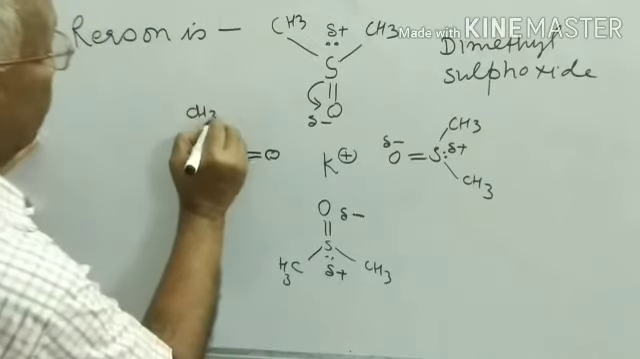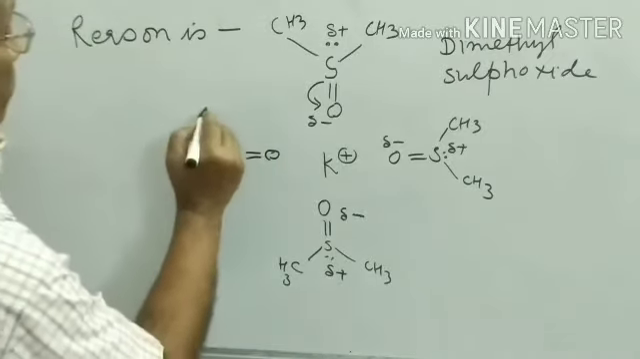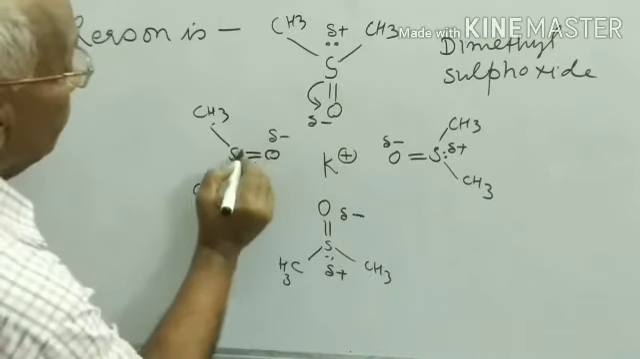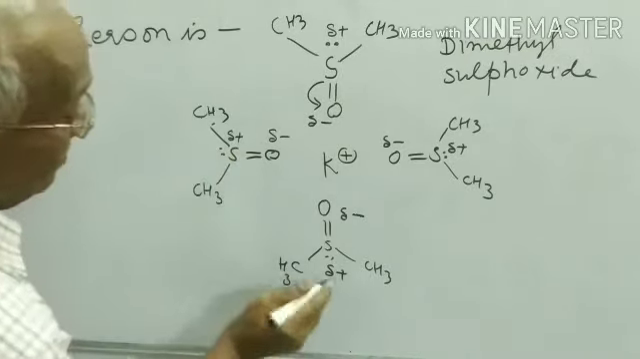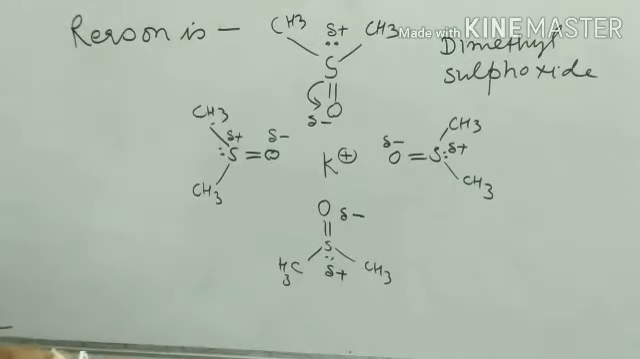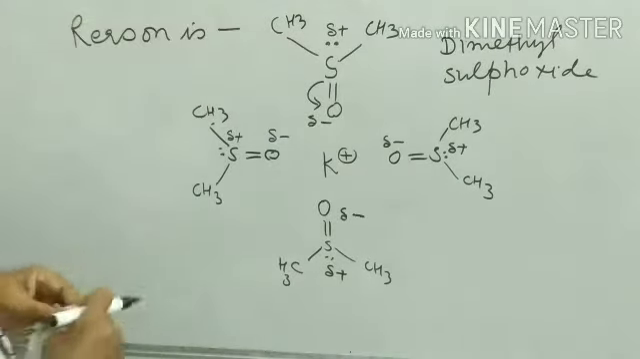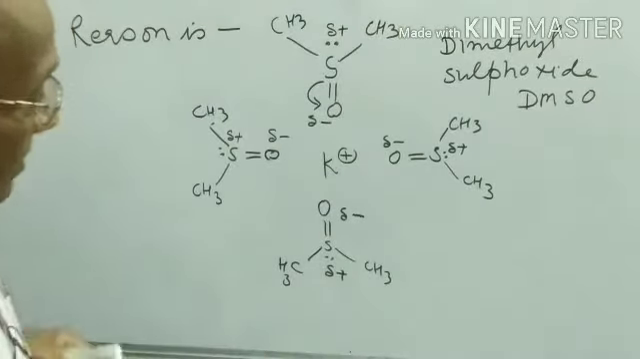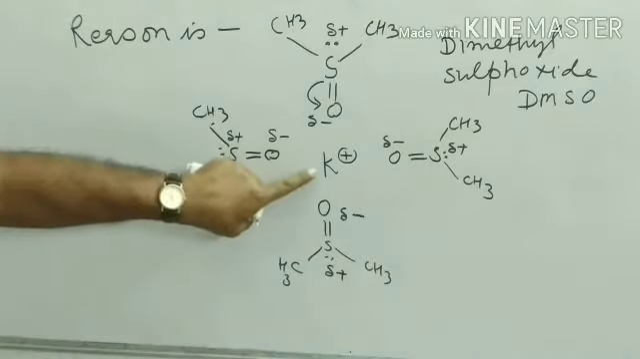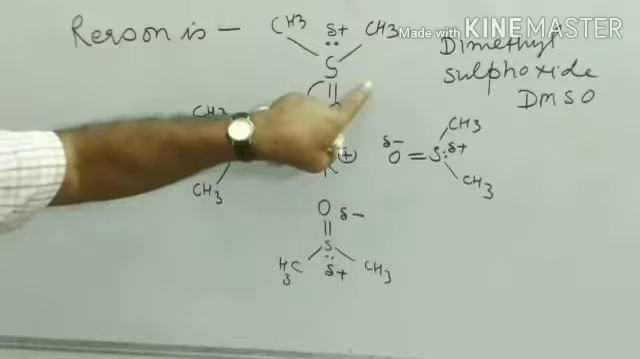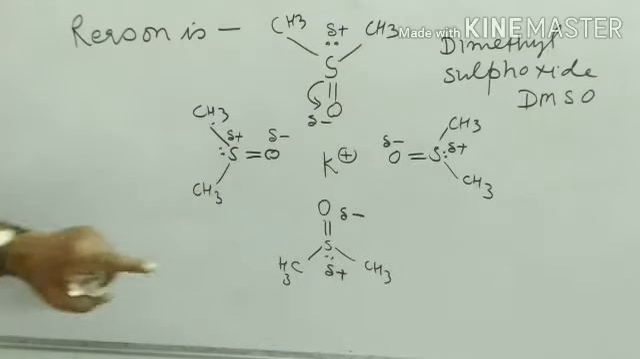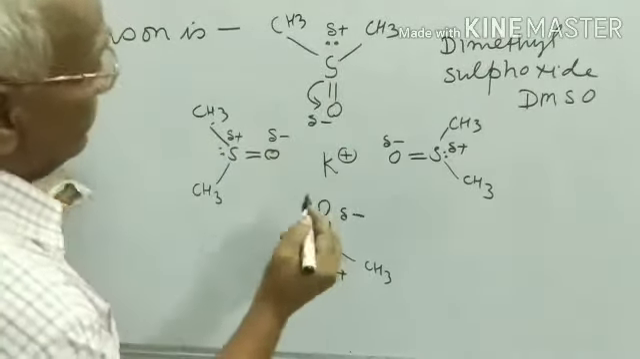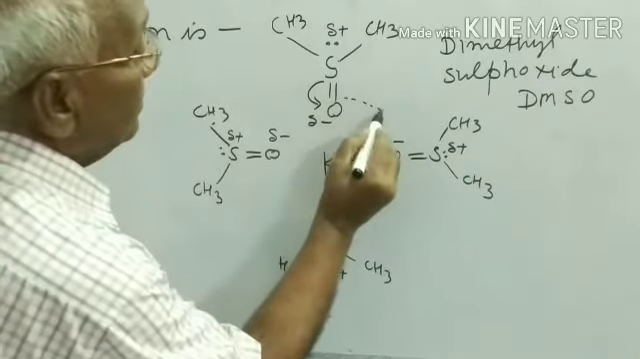Sulfoxide, CH3, this is CH3, slightly negative, slightly positive. So, the four molecules of dimethyl sulfoxide surround the potassium ion. Four molecules of DMSO surround the potassium ion in its cavity. So, you can show this like this.